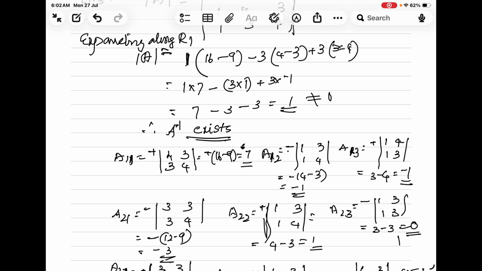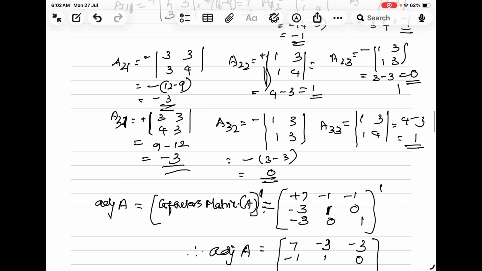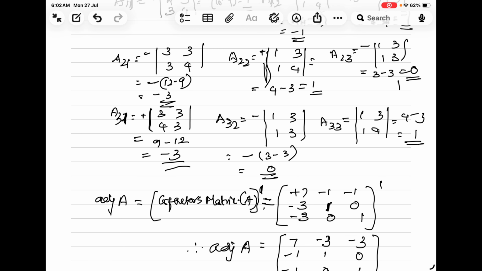A22 is equal to positive, minus 1 raised to 2 plus 2, that is positive, determinant 1, 3, 1, 4, 4 minus 3 equals 1. A23 is negative, determinant 1, 3, 1, 3, that is 3 minus 3 equals 0. In the same way we can find A31, that is minus 1 raised to 3 plus 1, 4, minus 1 raised to 4 is positive, determinant 3, 3, 4, 3, that is 9 minus 12, which is equal to negative 3.